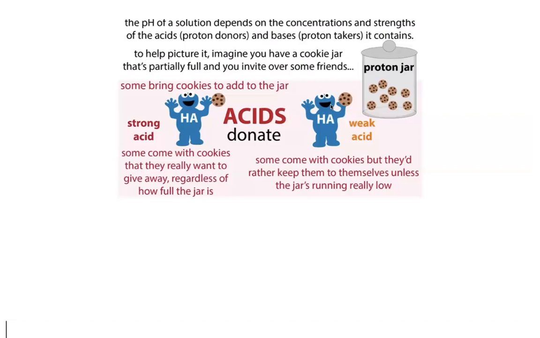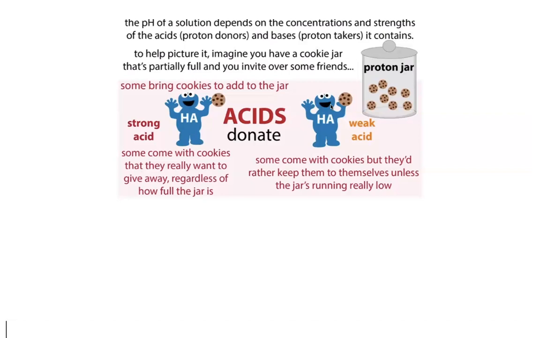And therefore, the proton availability, the pH, is going to directly influence whether or not you're going to find that acid with a cookie or without a cookie, whether you'll find it in its conjugate acid form with the cookie or in its conjugate base form without the cookie.